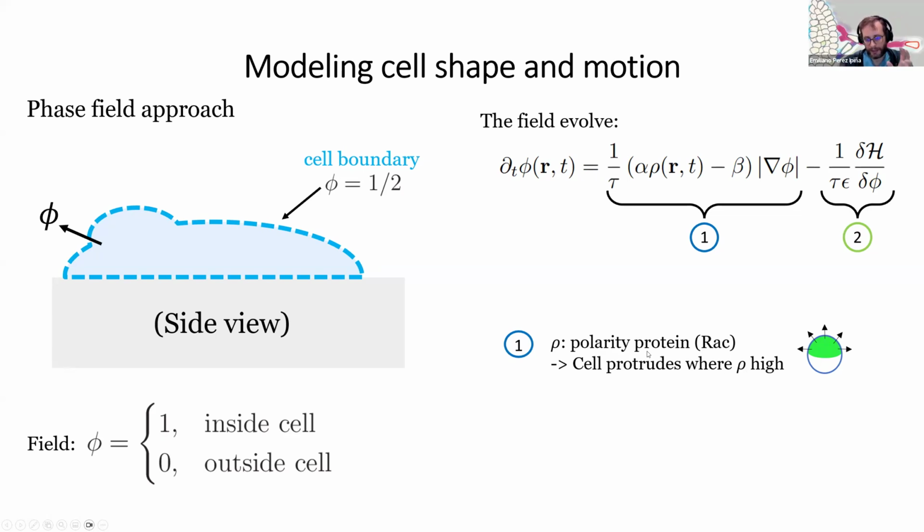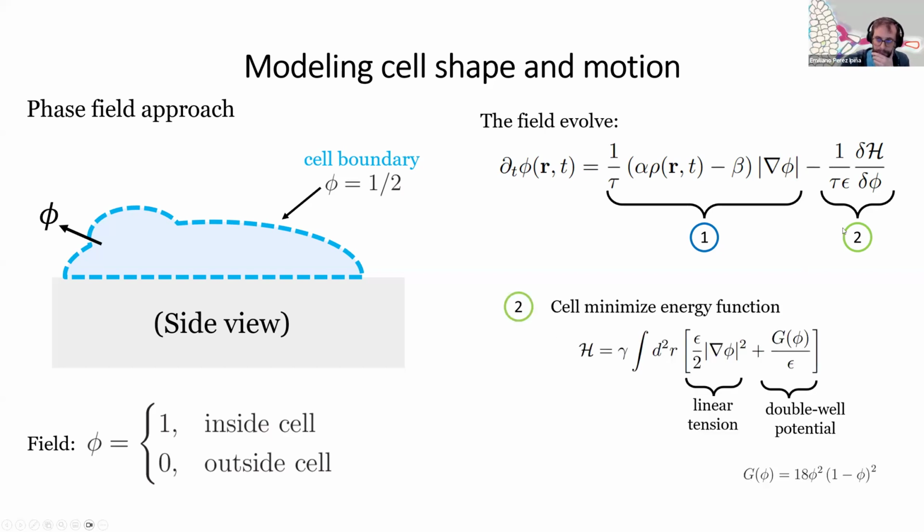So this protein basically accumulates at the front of the cell and is going to push the boundary of the front forward. So this is the extension of the cell, or the protrusion of the cell.